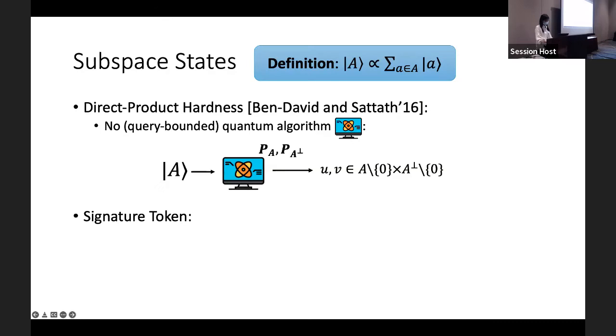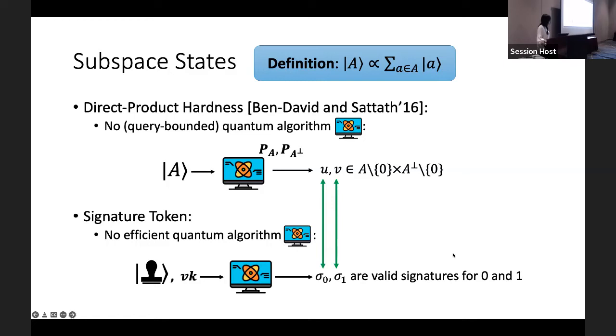Okay, so we have a natural mapping from the direct product hardness to the security of signature token. To output a valid signature for message zero, you have to output a valid non-zero vector in A. And to output a signature for message one, you output a vector in A perp. The signature token is basically just the subspace state. And the verification keys are just the membership checking oracles. When you want to output a signature, you just measure your signature token in the basis you want.